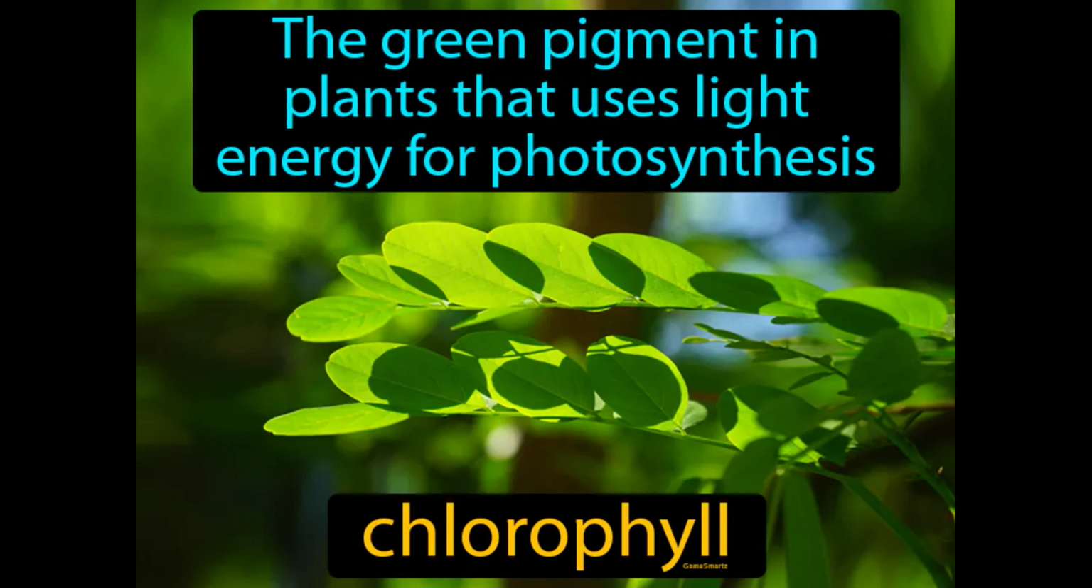The green pigment in plants that uses light energy for photosynthesis. Chlorophyll. Chlorophyll is a substance in plants that helps them make food using sunlight.